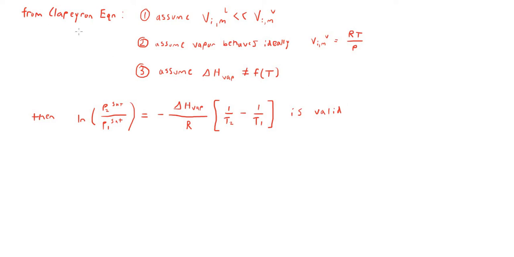So starting from the Clapeyron equation, first you need to assume that the molar volume of the liquid phase is much smaller than the molar volume of the vapor phase. Then you need to assume that the vapor behaves ideally, so according to the ideal gas law. And the last thing is you need to assume that the heat of vaporization is not a function of temperature. And when all those three things are true, then the Clausius-Clapeyron equation shown right here is valid. So on an exam, you would need to state these three assumptions in order to prove that the Clausius-Clapeyron equation is valid.